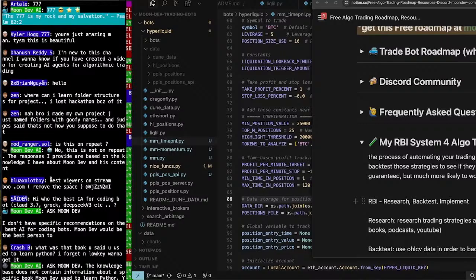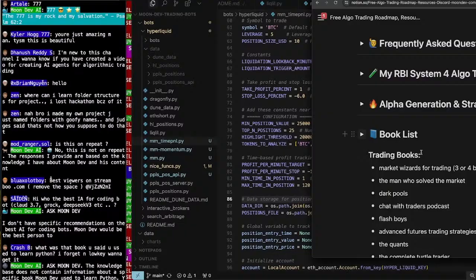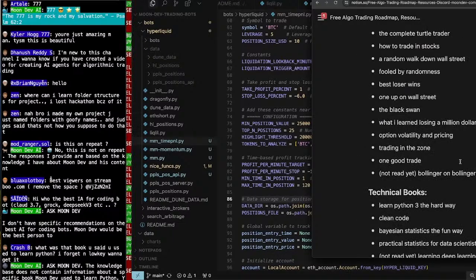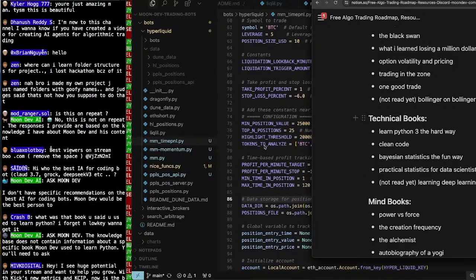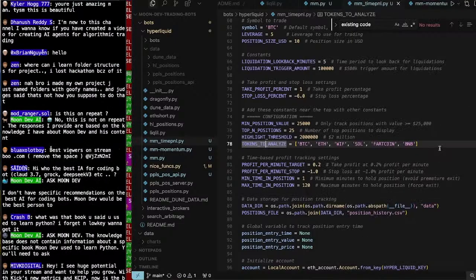Here's the book list, by the way. So the moondev.com, it's free for now. Book list here. This is my technical books. Learn Python 3 the hard way. Clean code. Those are two good ones. Beautiful. You got it now? Sweet. This now should run.